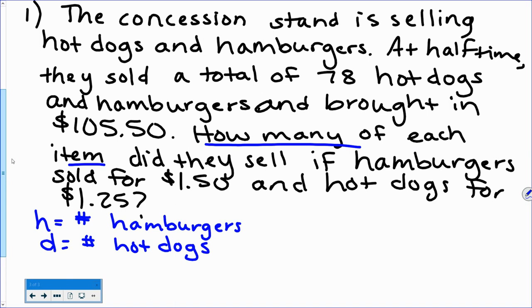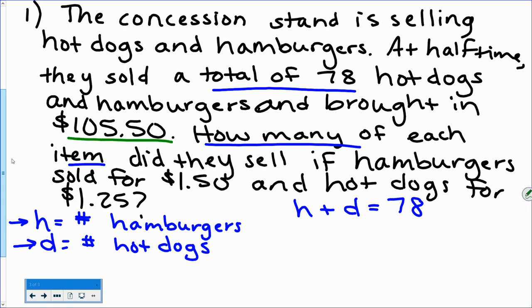All right, so first information, they said they sold a total of 78 hot dogs and hamburgers. And you think of an equation that would go with the amount of hamburgers and the amount of hot dogs and a total of 78. H plus D must equal 78. Okay? All right, now we've got a little bit more information remaining.